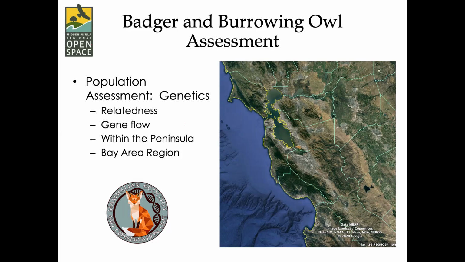So with enough samples, we can get an idea of how gene flow is occurring throughout this area. So whether or not the badgers on this area are more related to each other than they are to badgers over here. And there's a couple of ways that we can think about gene flow happening here.